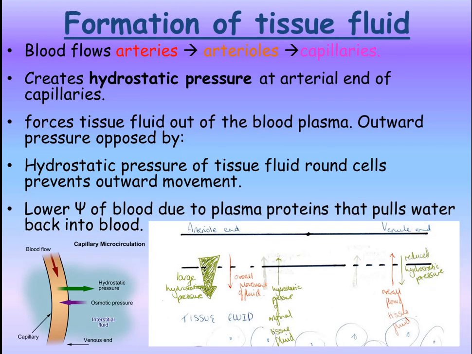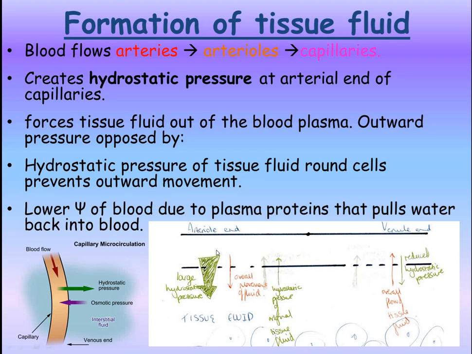So how tissue fluid is formed is as the blood flows from the arteries to the arterioles to the capillaries, those vessels are getting smaller and smaller and smaller. And because you're trying to force a certain amount of blood through smaller and smaller vessels, what you actually do is create a really high hydrostatic pressure. Hydro means water, so you're trying to get a lot of liquid through a small vessel, so you create a high hydrostatic pressure at the arterial end of the capillary.